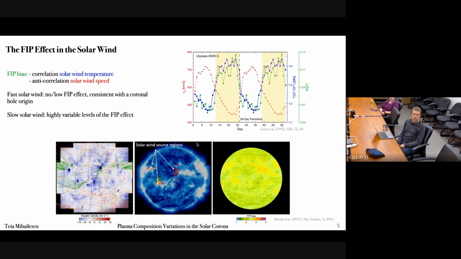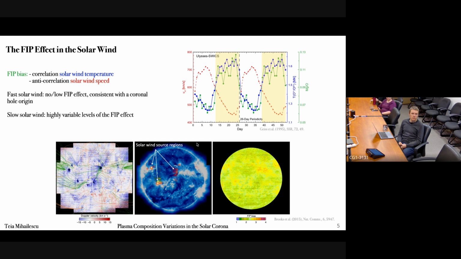And this is consistent with the origins we know the fast and slow solar wind streams to have. The fast solar wind is known to originate from coronal holes, and it shows no FIP effect, and so do coronal holes. And in the slow solar wind, some potential candidates for the origins are active region edges and coronal hole boundaries, and they all show increased FIP bias on disk and in the solar wind as well.